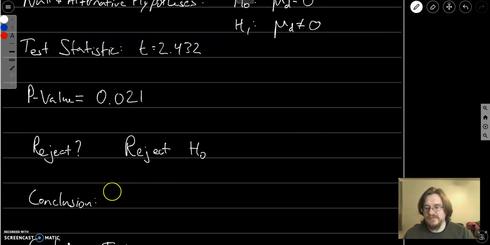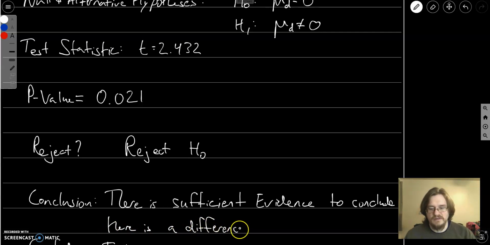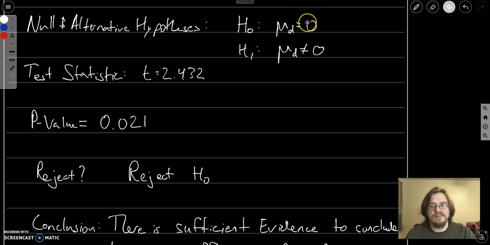So our conclusion is there is sufficient evidence to conclude there is a difference in the amount of paper and plastic discarded. Okay, so the conclusion is that the null hypothesis is going to be false, that the difference between the paper and plastic thrown away by any household on average is not going to be 0, that there is going to be a difference on average.